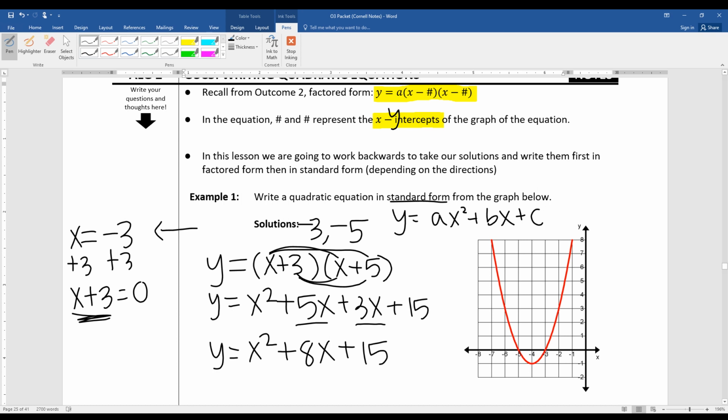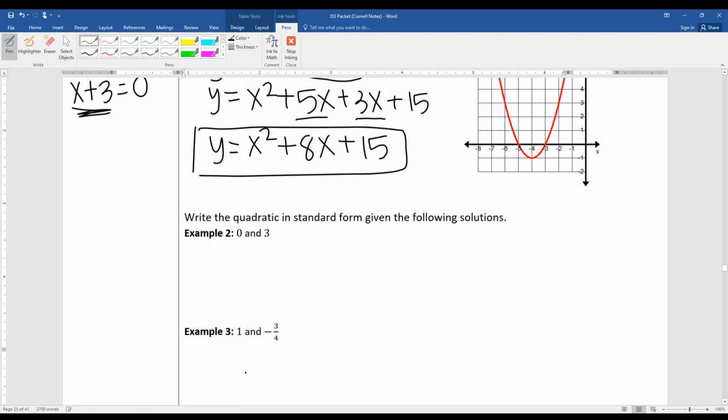A few things that you want to check for. It does say that this needs to be an equation, so make sure you have a y equals here. I do have a y equals, so I hit that box. And then it also wants it to be in standard form, which is my ax squared plus bx plus c. It looks like I have that. So I am all set for this first example.